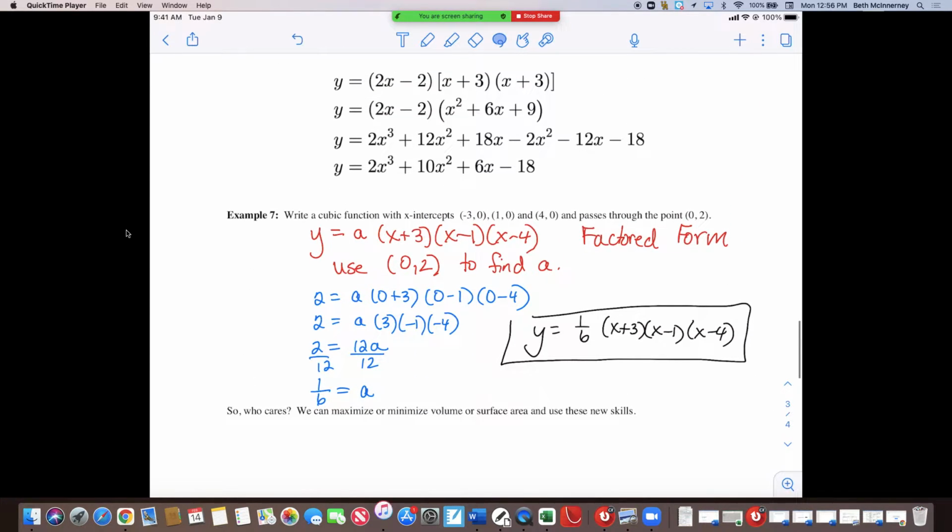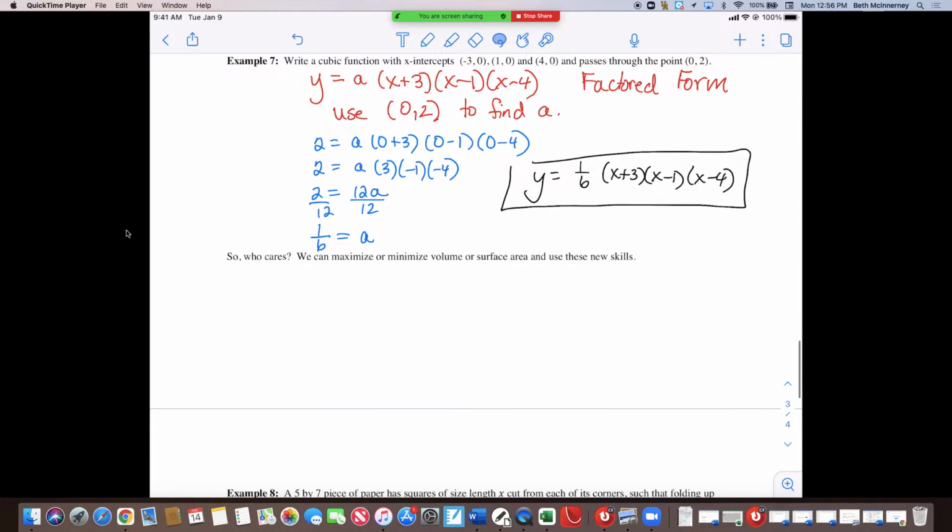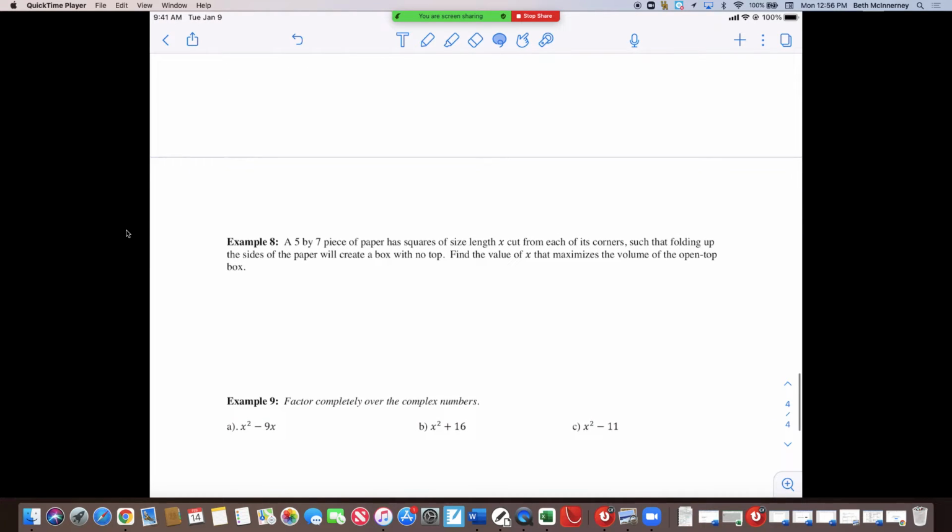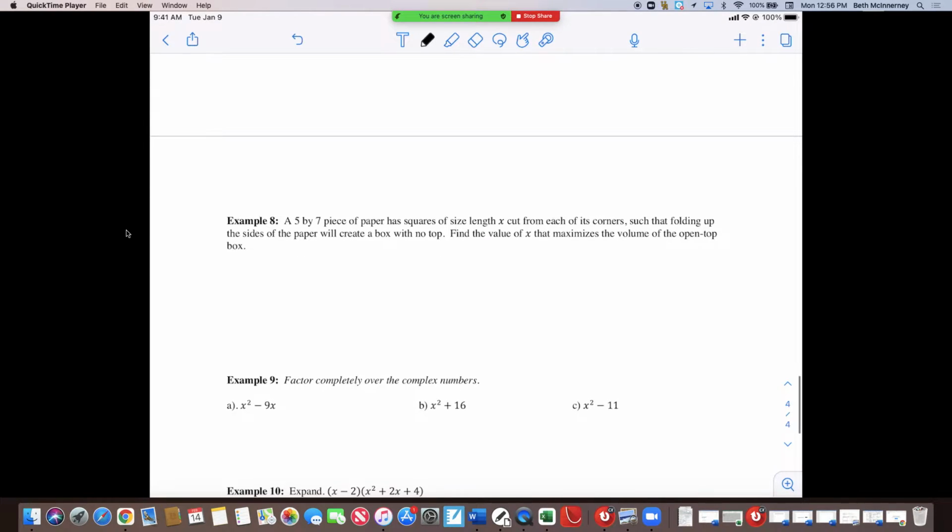Who cares about this? Well, in the real world, we use these skills to help us maximize or minimize volume and surface area. So let's look at an example. In example 8, it says a 5x7 piece of paper has squares of size length x cut from each of its corners, such that it'll fold up and will create a box with no top. So watch what we're going to do.